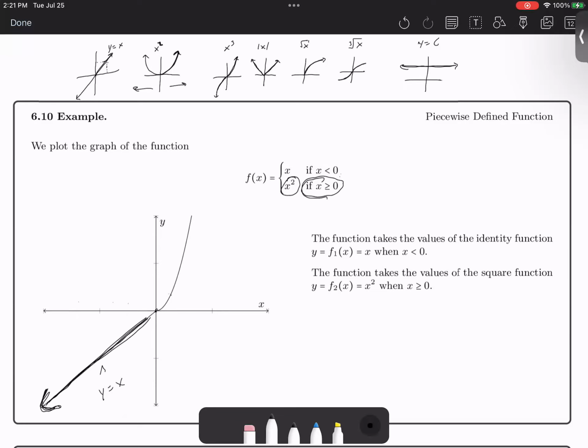So at 0, 0 squared is 0. And then you look like the x squared function for positive values. So for all of these x values, you look like x squared.